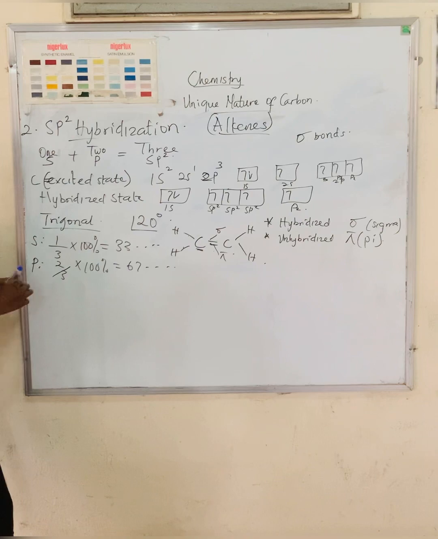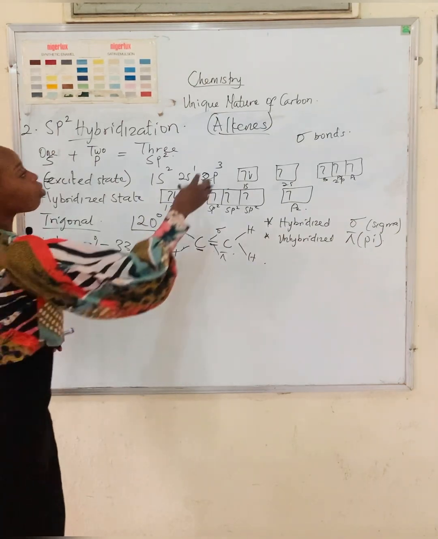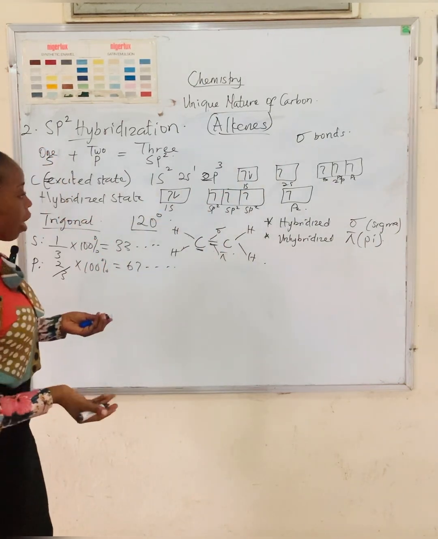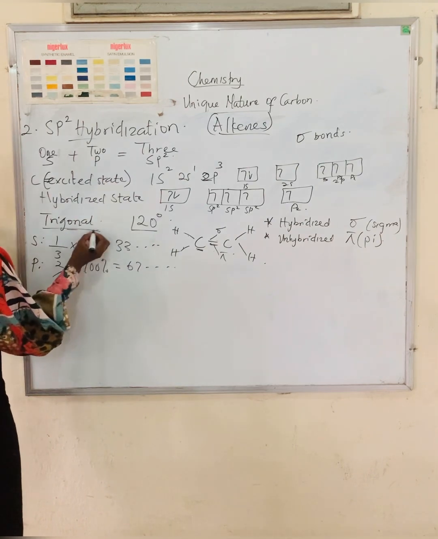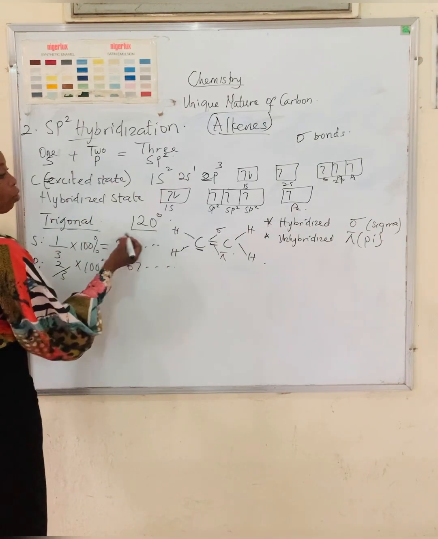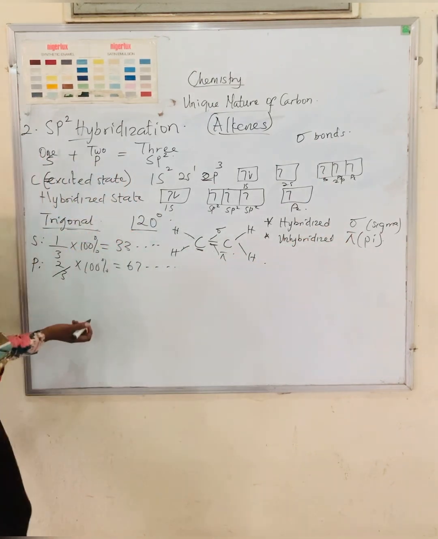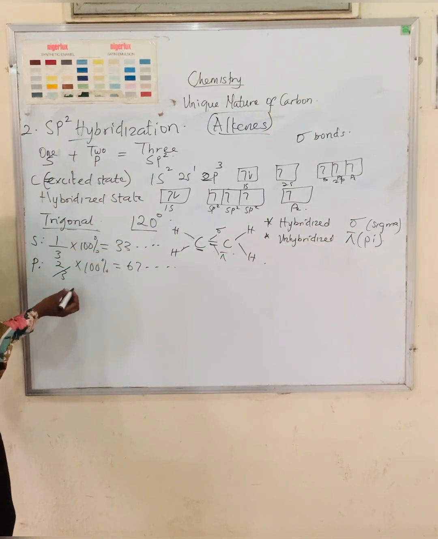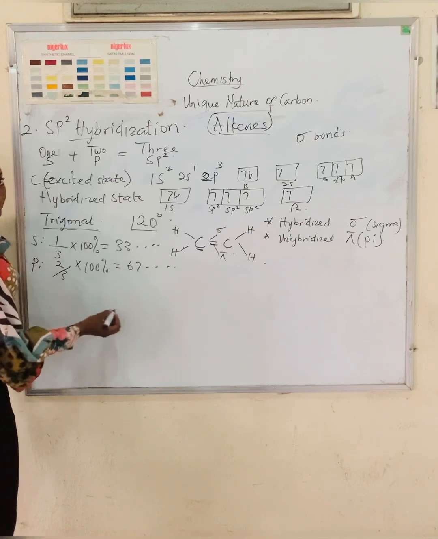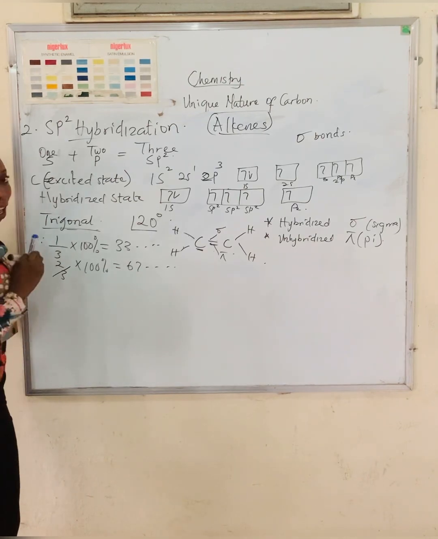So those are the things that they can ask you. They can ask you which compound it is, the shape or geometry, the bond angle, the bond type, and the percentage character. So that will be all about SP2 hybridization.